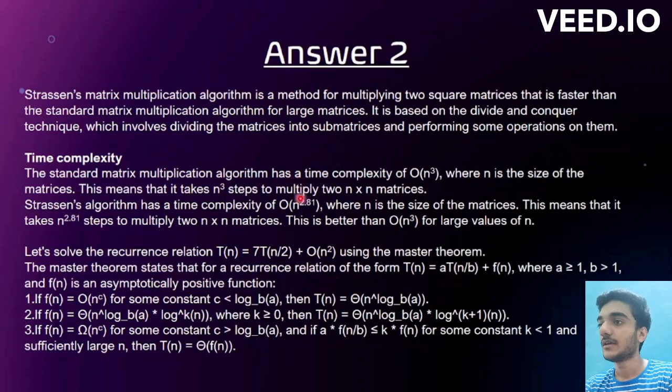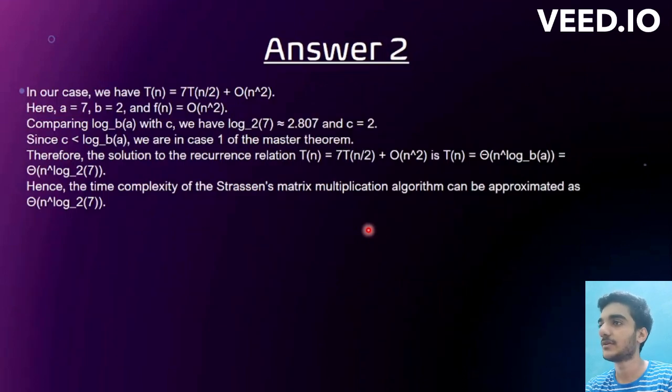And it takes slightly less time than the standard matrix multiplication, which takes O(n^3). Strassen's takes O(n^2.81), which can make a huge effect when we are multiplying large matrices. Here is the solution using the master theorem, which yields a time complexity of n^2.81.